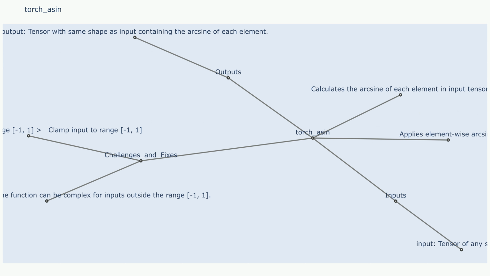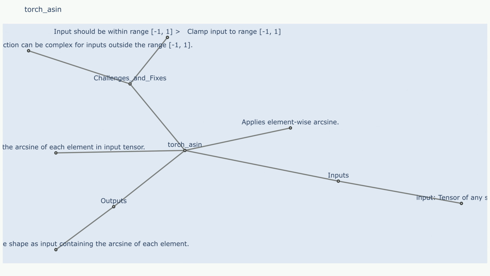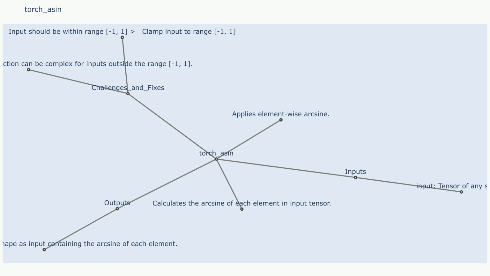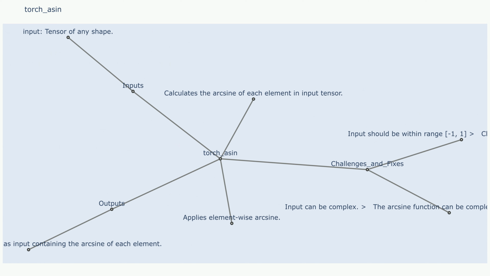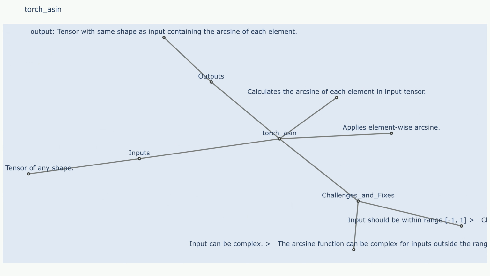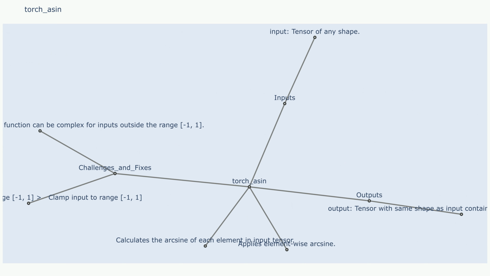Fixes to challenge 1: the function raises a runtime error if any element in the input tensor is outside the range -1 to 1. Challenge 2: input tensor with complex numbers. Sample use case that resulted in challenge 2: torch.asin(torch.tensor(1+1j)). Fixes to challenge 2: the function currently does not support complex numbers. If the input tensor contains complex numbers, it will raise a runtime error.